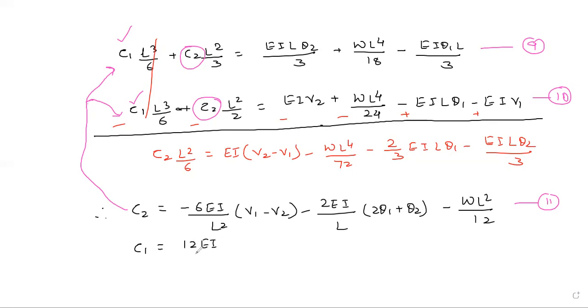12 EI upon L cube into V1 minus V2 plus 6 EI upon L square into theta 1 plus theta 2 plus WL by 2. This we will get as C1 value. Now we have C1 value, we have C2 value. Now by using these two values, we can find F1, F2, M1, M2, and then we can find the stiffness matrix also, right? So I am going to use this C1 and C2 value for finding F1, F2, M1 and M2 values.